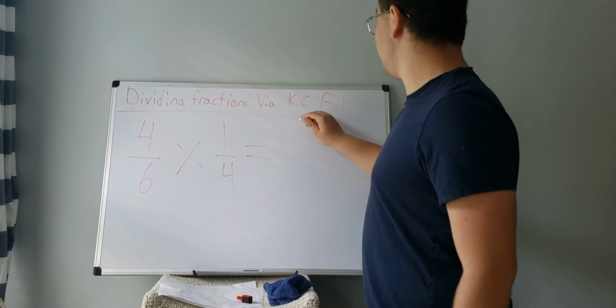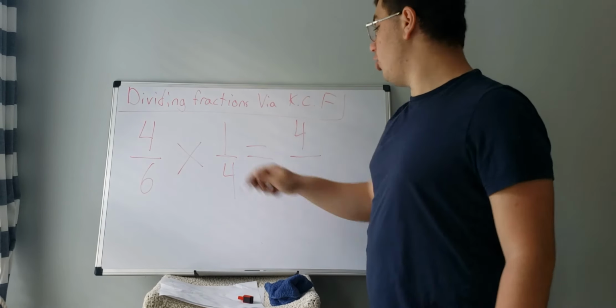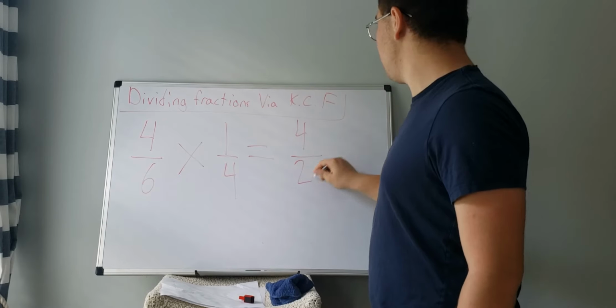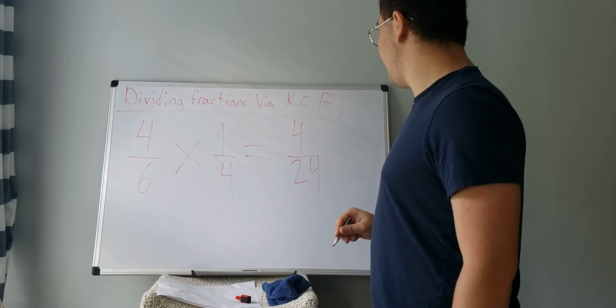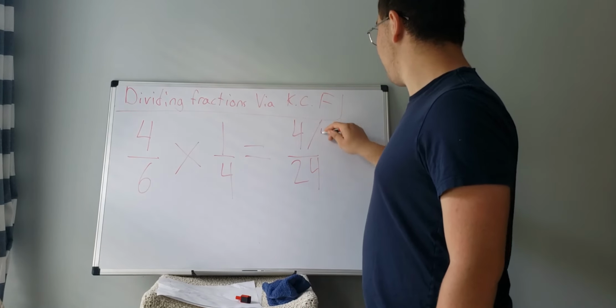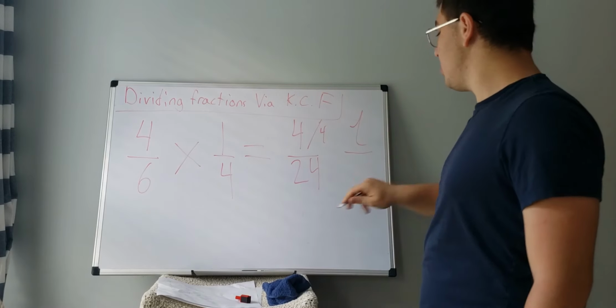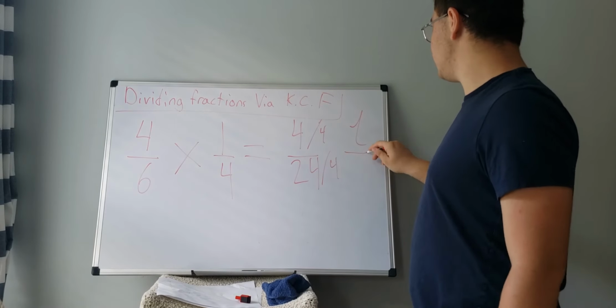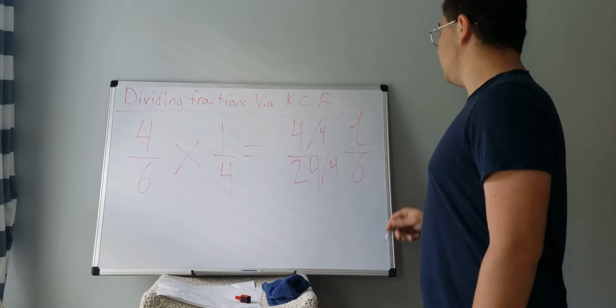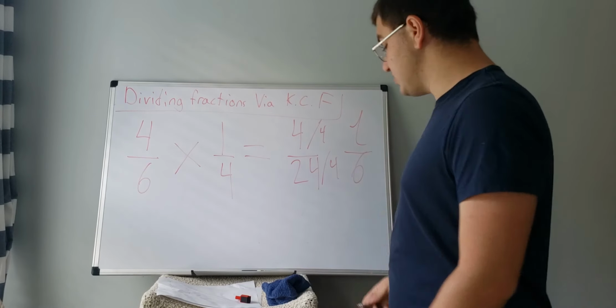So 4 times 1 gives us 4 over 6 times 4, which is 24. And then this can both be divided by 4. So 4 divided by 4 gives us 1. 24 divided by 4 gives us 6. And thus giving us the answer of 1/6.